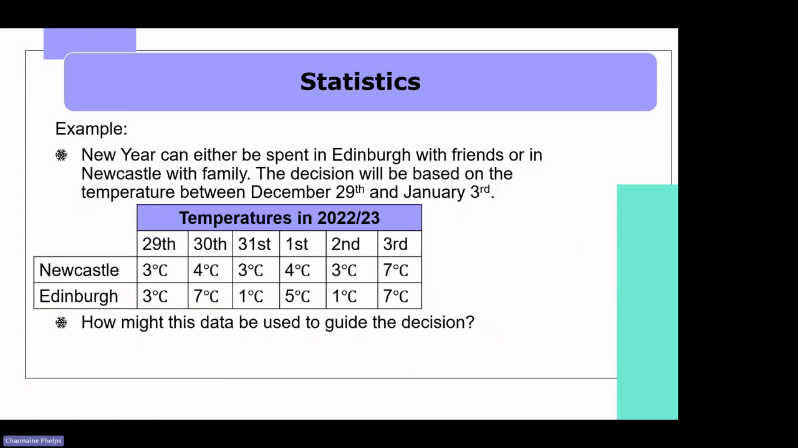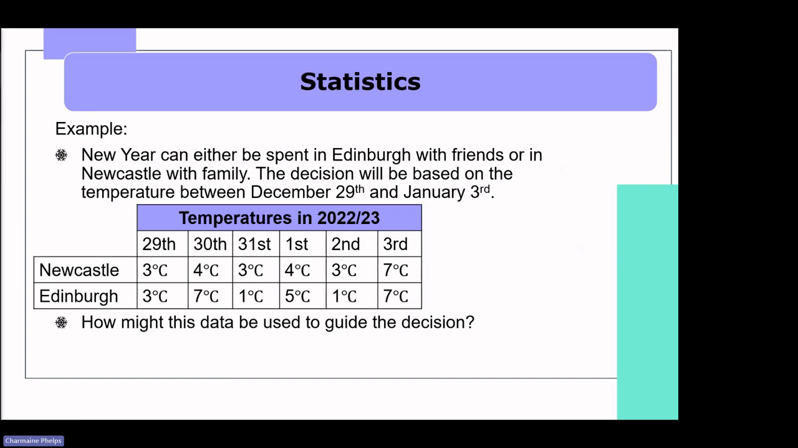Okay, last question. This is another statistics question. And by all means, you can answer this in the chat, because there's no right or wrong, really. Example: New Year can either be spent in Edinburgh with friends or in Newcastle with family. The decision will be based on the temperature between December 29th and January the 3rd.